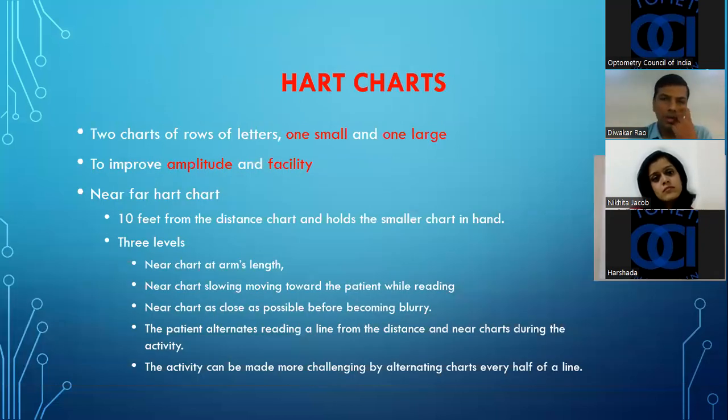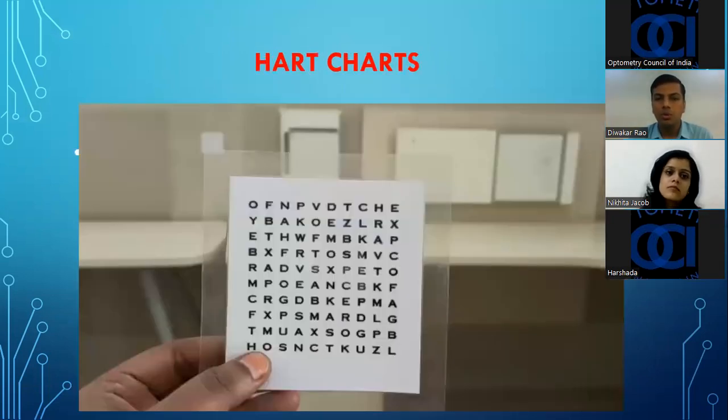Second, we can introduce a Hart chart. A Hart chart has a distance chart and a near chart. The distance chart is fixed on the wall at a 10 feet distance, and you give a near chart at an arm's length. The patient is supposed to read small letters on the near chart and then look at the far chart to relax the accommodation. So let me go through this video.